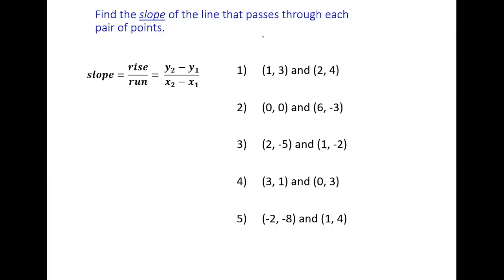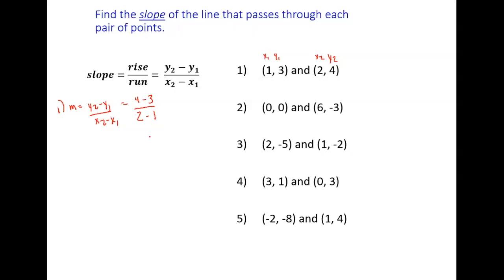So we want to find the slope of a line that passes through each pair of points. So we have this formula, y2 minus y1 over x2 minus x1. So we're going to say x1, y1, x2, y2. So let's do the first one first. So I have m, or slope, is equal to y2 minus y1 over x2 minus x1. So I gave my y2 to be 4, my y1 is 3, my x2 is 2, and my x1 is 1.